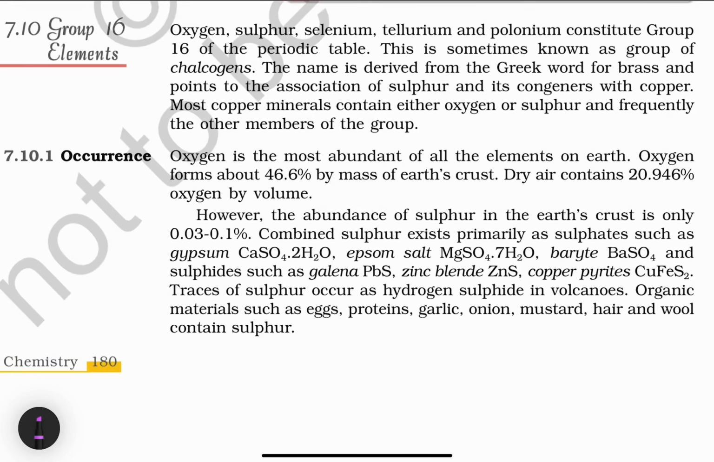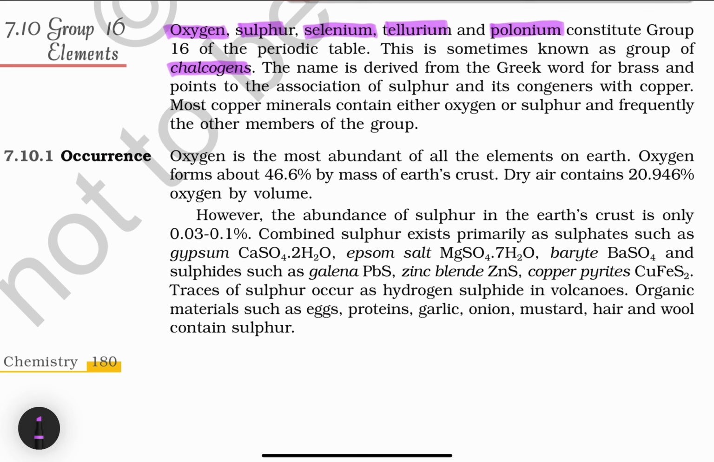Group 16 elements, NCERT line by line. We will be discussing the most important lines: oxygen, sulfur, selenium, tellurium, and polonium. These are the elements. These are also called chalcogens.